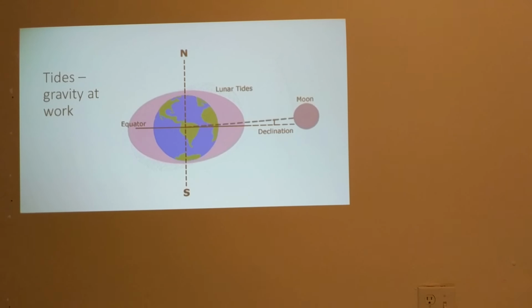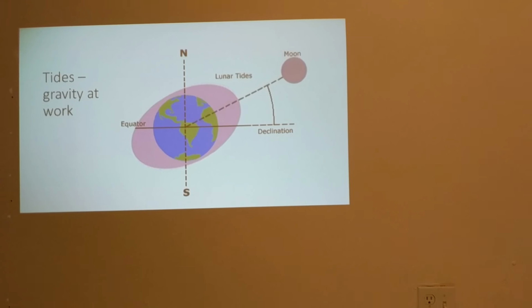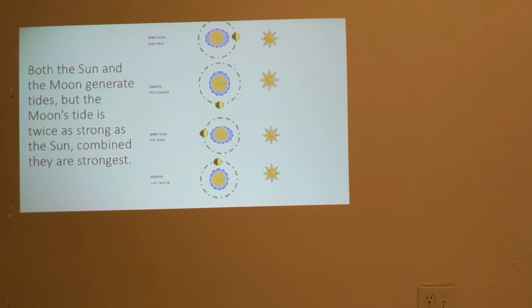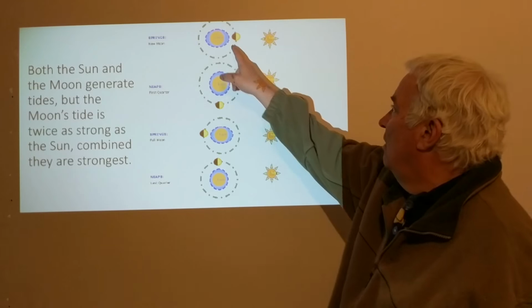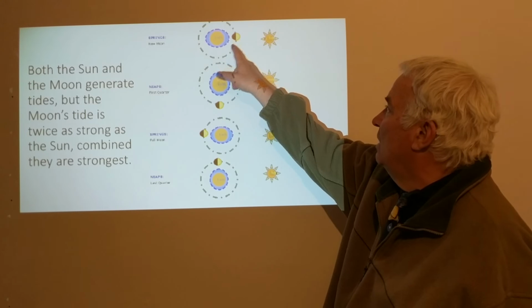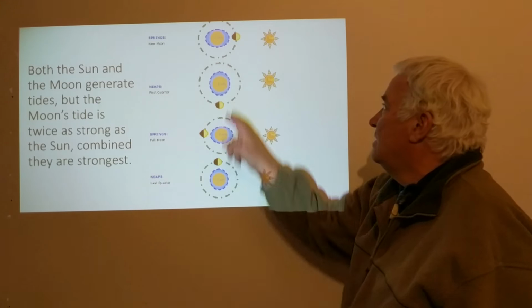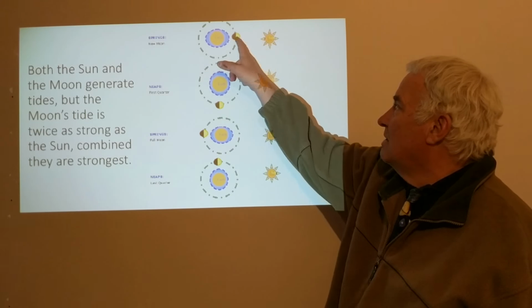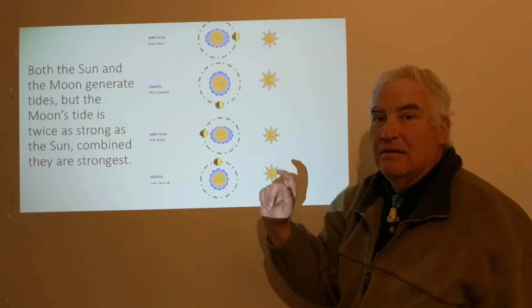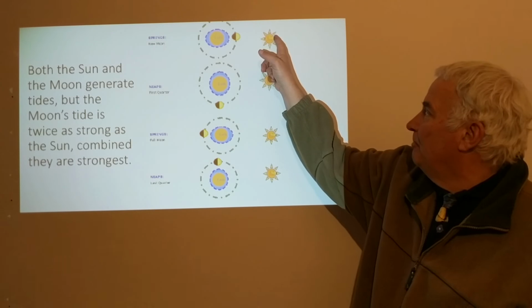So this is gravity at work producing tides on the Earth, but both the sun and the moon generate tides, but the moon's tide is twice as strong as the sun's, but combined they have the strongest. So when the moon is here, which from Earth is a new moon, we see that we have very strong tides, and this is called a spring tide occurring at new moon.